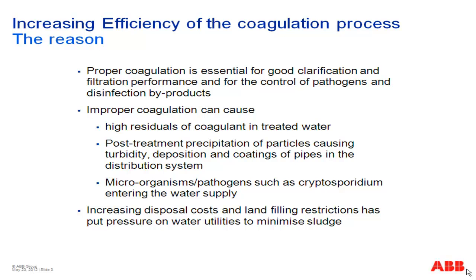So, yes, some basics here. The reason why we need to have good efficiency in the coagulation process. Proper coagulation is essential for good clarification, filtration, control of pathogens and disinfection byproducts. And if you get your coagulation wrong, these are the causes that go wrong: high residuals, post-treatment problems, and one of the real nasty ones, microorganisms, pathogens such as crypto getting into water supply. And additional costs in waste disposal and creating too much sludge and so on and so forth.